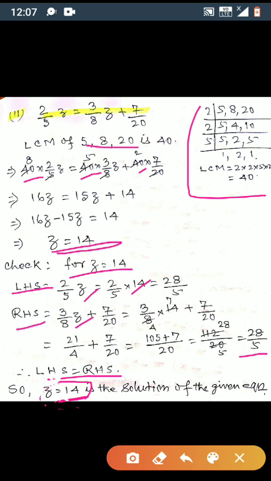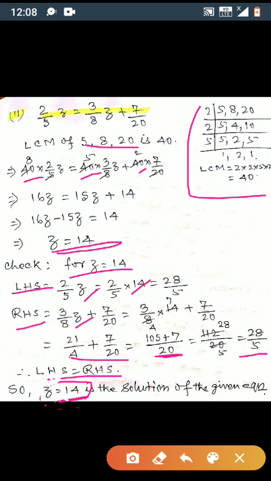Now check it. For z = 14, LHS = 2 by 5z = 2 by 5 multiplied by 14 = 28 by 5. RHS = 3 by 8z + 7 by 20. So in place of z, you can write 14. So it can be written as 3 by 8 multiplied by 14 + 7 by 20. 2 sevens are 14 and 2 fours are 8. So it can be written as 3 multiplied by 7, 21 by 4 + 7 by 20 is equal to... LCM of 4 and 20 = 20.